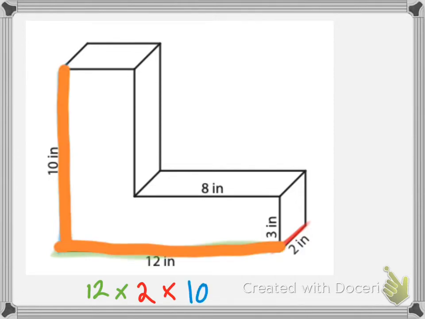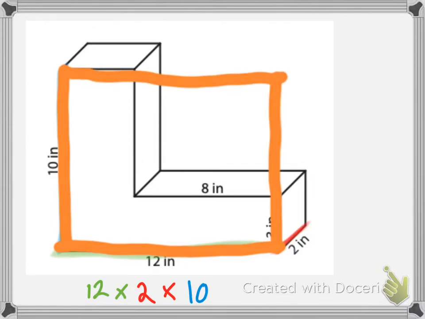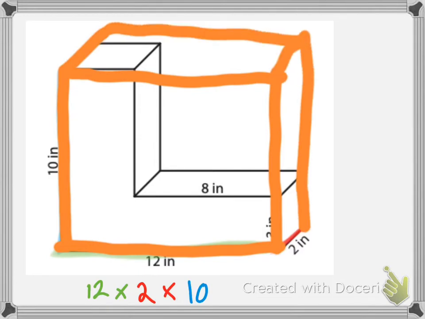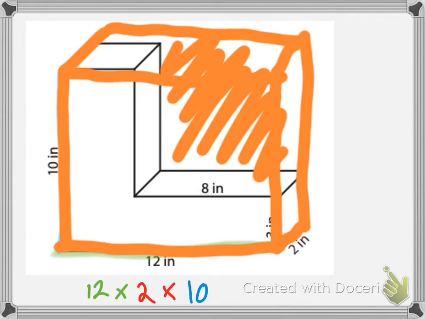If you were to measure that and multiply 12 times 2 times 10, what you're actually saying is this shape right here is what you were finding the volume of. If you did 12 times 2 times 10, you were saying this shape's volume is what you're looking for. The problem is all this space is empty. So you can't do 12 times 2 times 10, because there's nothing in this space right here. So you can't count it as volume.